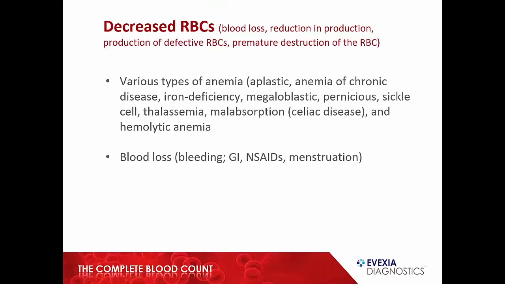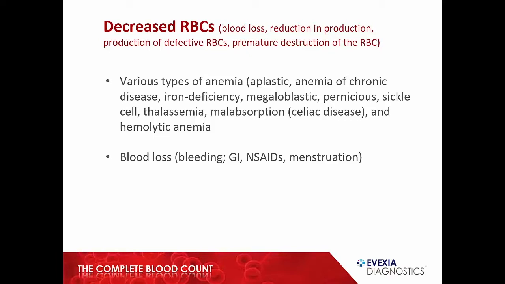So with a decrease in RBCs, you need to consider blood loss, reduction in production or defects of the RBCs, and premature destruction of the RBCs, and I'll be going over that. Various types of anemia can cause a decrease, as you see on the slide. Aplastic anemia, anemia of chronic disease, iron deficiency anemia, megaloblastic, pernicious, sickle cell anemia, thalassemia, malabsorption syndrome such as celiac disease, and also hemolytic anemia.